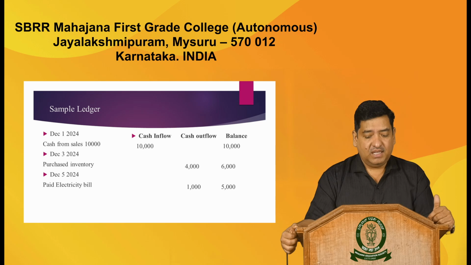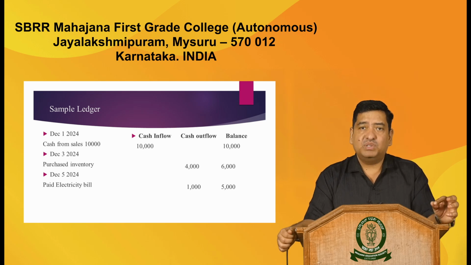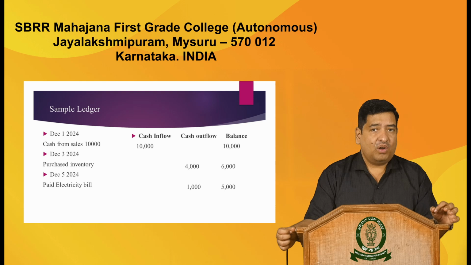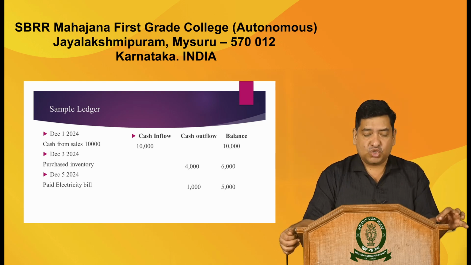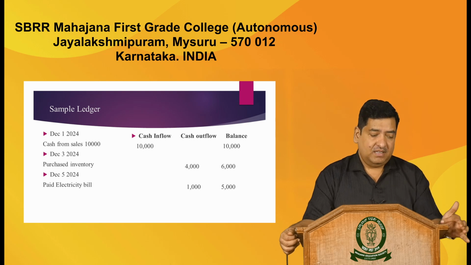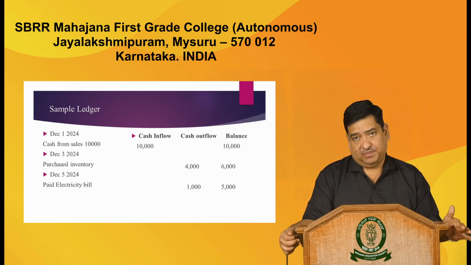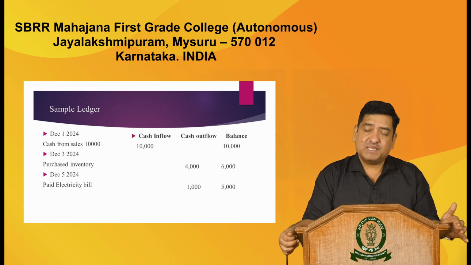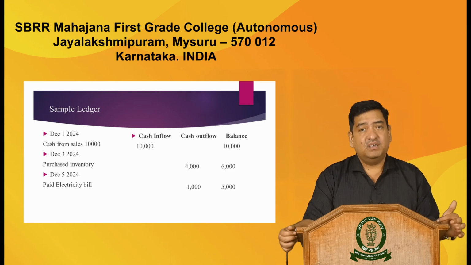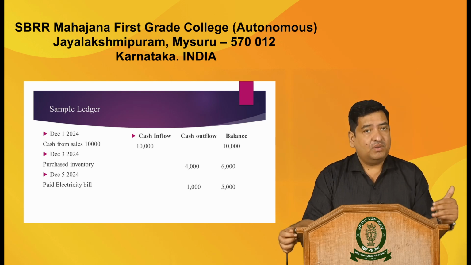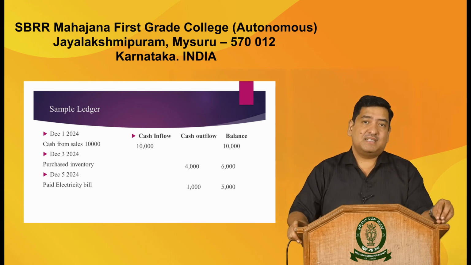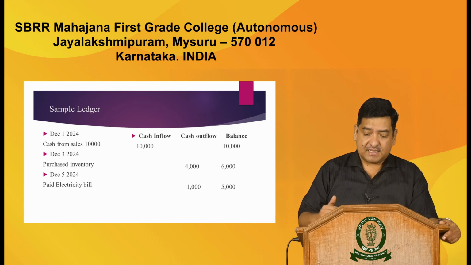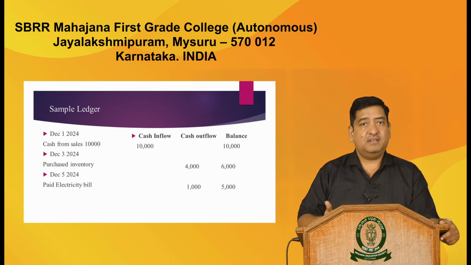So this is what the single entry system will give you the picture. So here you are not concerned about what happened when I purchased the inventory. He is showing only the single effect, wherein he is not showing the double effect. And whenever he is going to make an expense, that is paid electricity bill, he is not giving any expense related account. He is not showing the effect of that electricity bill. It is an expense for you. So he is concerned only with the cash inflow and cash outflow.